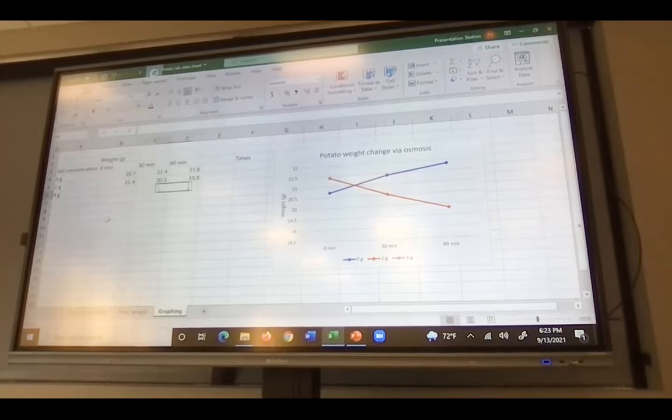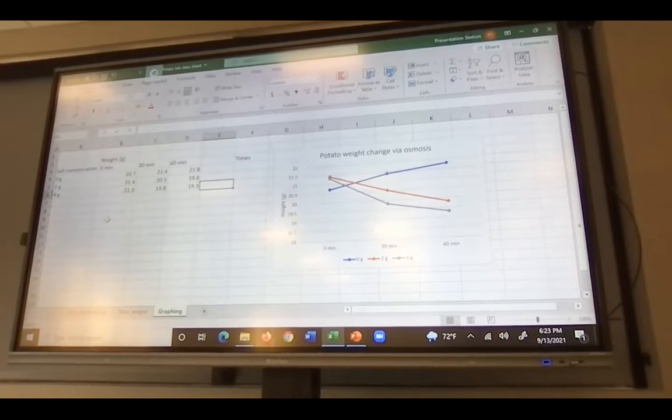Okay, let's see what the 4 gram did. What was the 0-minute weight on the 4 grams? 21.3. 30 minutes? 60. 19.3. Good, awesome. Man, that works so well.